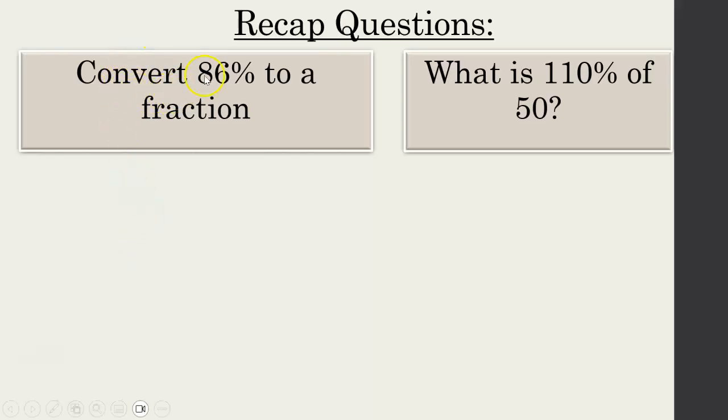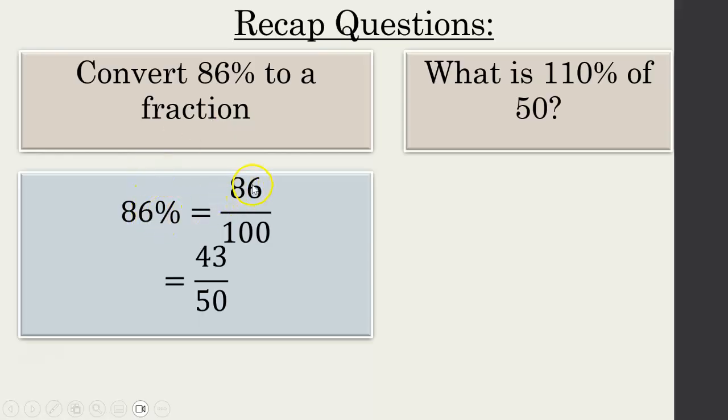Okay, so convert 86% to a fraction. Well, 86% is 86 over 100. Simplifying now, what number goes into 100 and 86? Well, an obvious one would be 2. I can divide 100 by 2. I can divide 86 by 2. So I get 43 over 50. I don't think I can simplify it anymore. So that would be my final answer. 43 over 50 would be 86% as a fraction. Now, this would be okay as well, but sometimes they want you to simplify it down a little bit more.